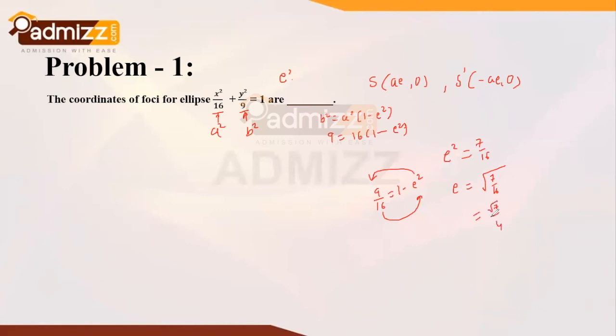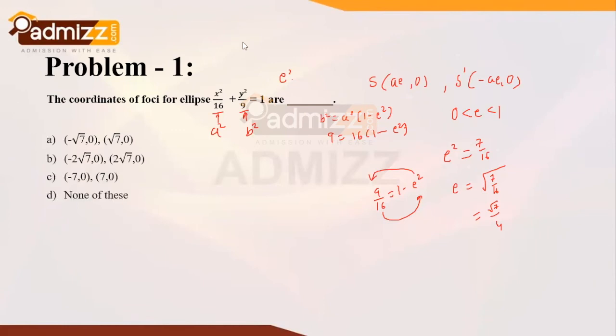Now see, we will take the positive value of e only. Why? Because the range of e for ellipse lies from 0 to 1. So we are not considering the negative value of e. Okay. Now the coordinates of S, a comma 0, and S dash, minus a comma 0, can be obtained very easily. So let me show you the options also.